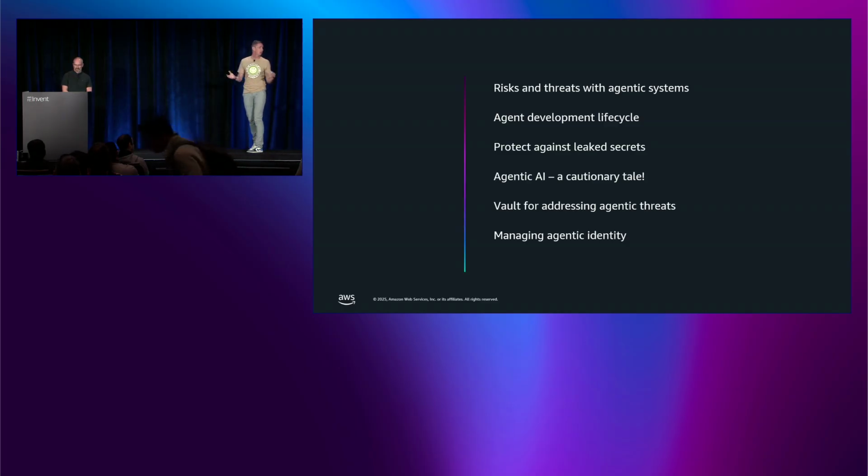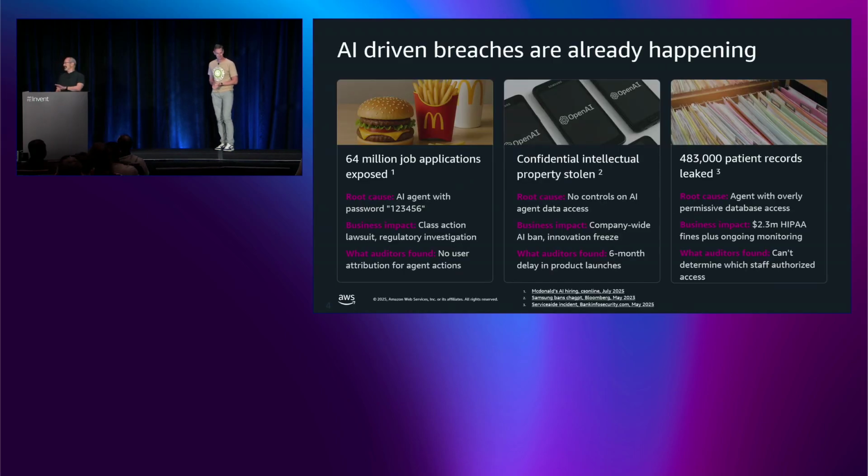And of course, how you can address many of these threats, and one of the most important things that comes out of a lot of this: looking at agentic identity and how to manage that. All right, with that, let's get started. We've got a lot to cover today, so we might move a little quickly, but definitely provide a lot of good information for you to take away.